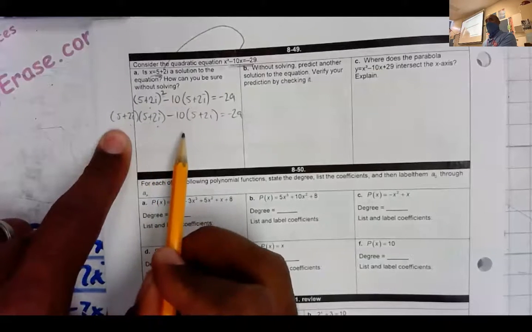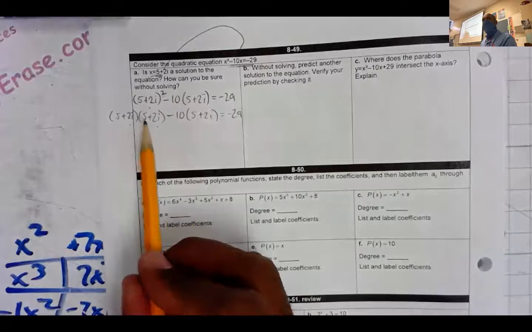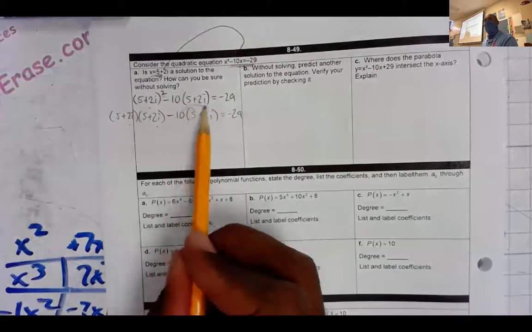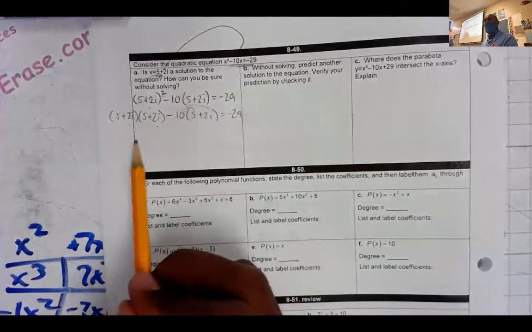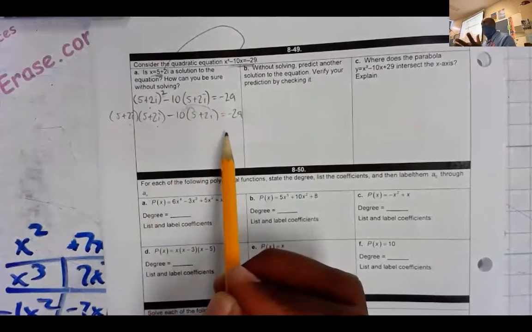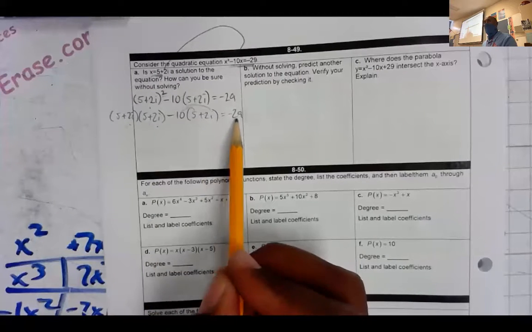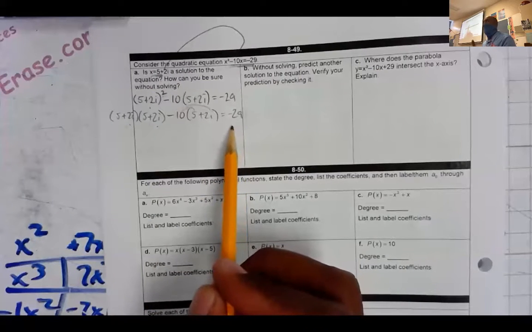Okay, and simplify that. Then you're going to distribute that 10, and then you're going to have a bunch of single terms. So there will be no more multiplying after that. Then after that, you're going to have to see, after I simplify that, does it equal 29 or negative 29?